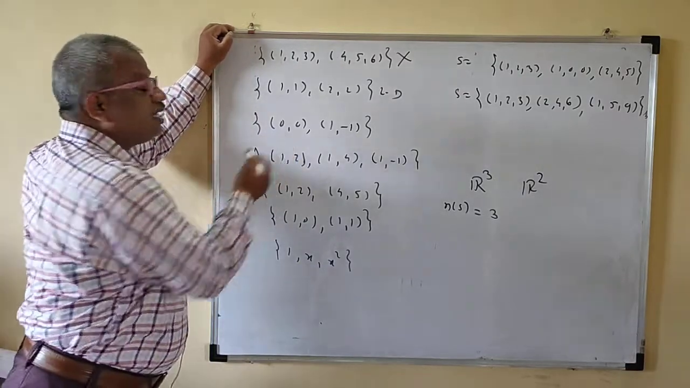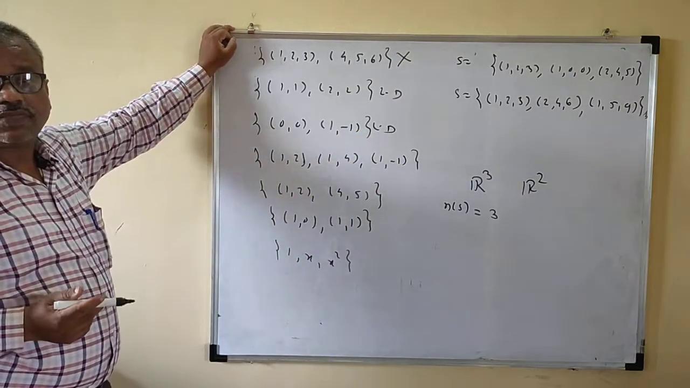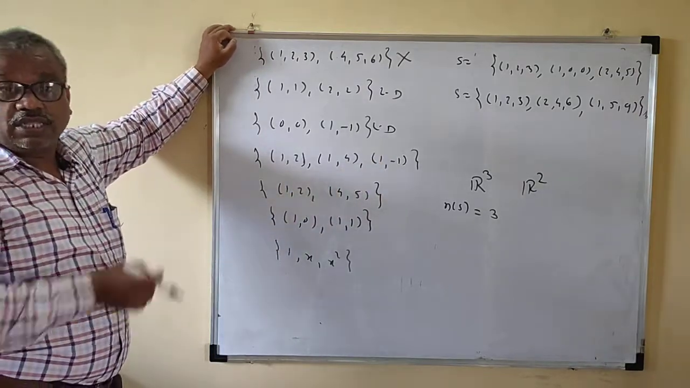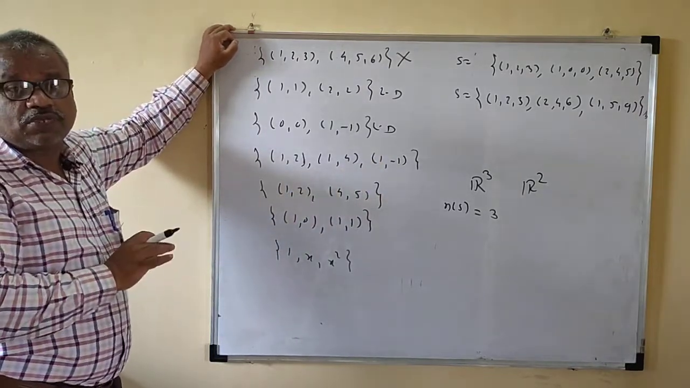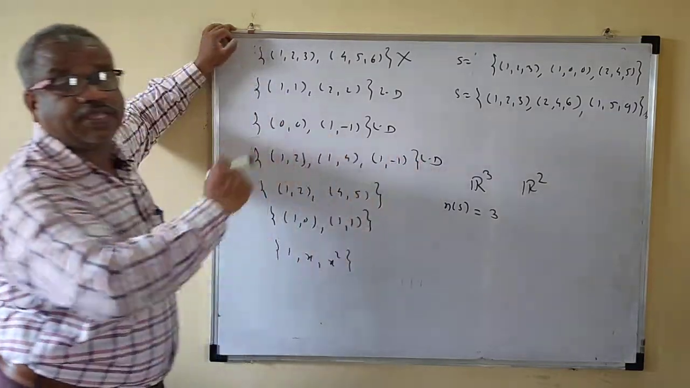Okay, so this set containing the 0 vector is linearly dependent. So it is not a basis. Now this set containing 3 vectors is a subset of R2 containing more than 2 vectors. So this is linearly dependent, so this is not a basis.